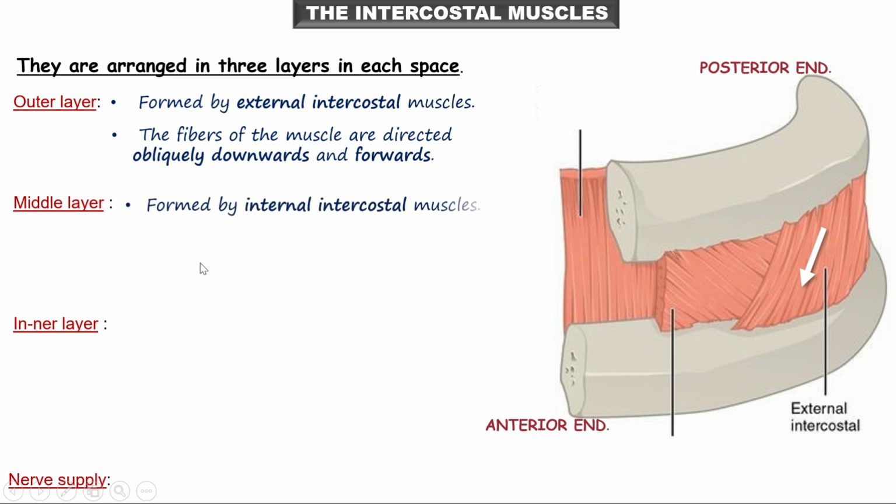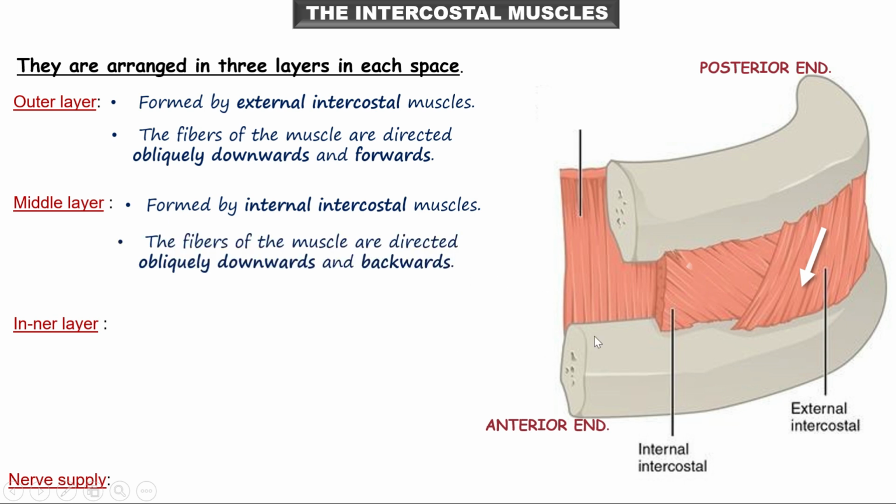And then when it comes to the middle layer, it is formed by the internal intercostal muscle, this one which we see right here. And the fibers of this muscle are directed obliquely posteriorly. So they come from anterior and then they run obliquely backwards, which we call obliquely posteriorly. So that's how their fibers are oriented, as opposed to the external intercostal muscles.